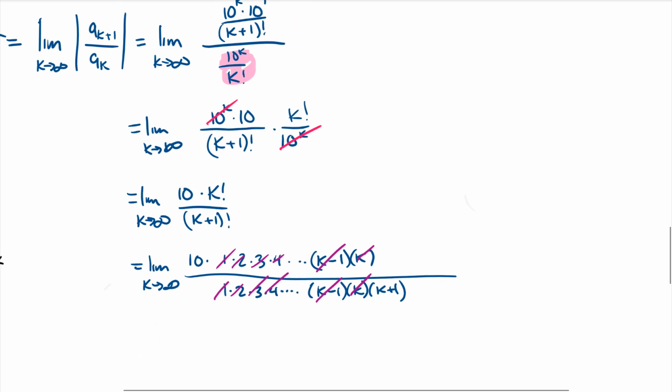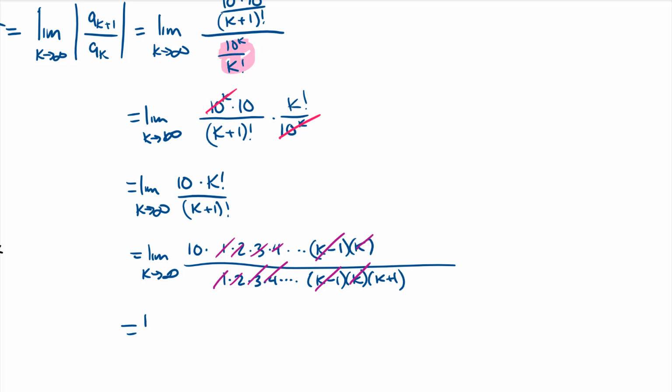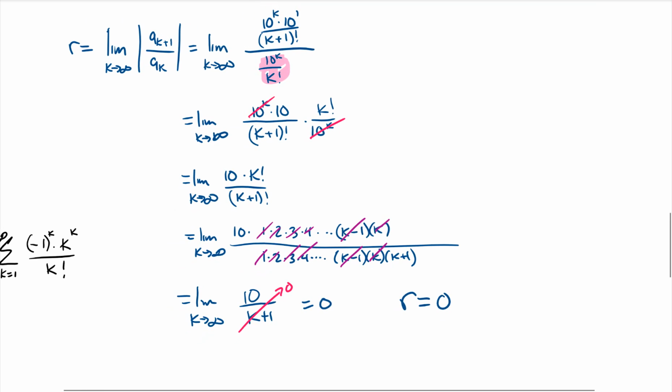So what are we left with? We are left with the limit as k goes to infinity of 10 over k plus 1. Now, the degree of the bottom is 1. The degree of the top is 0. We're taking a limit as k goes to infinity. Thus, this goes to 0. So we found out r is equal to 0.